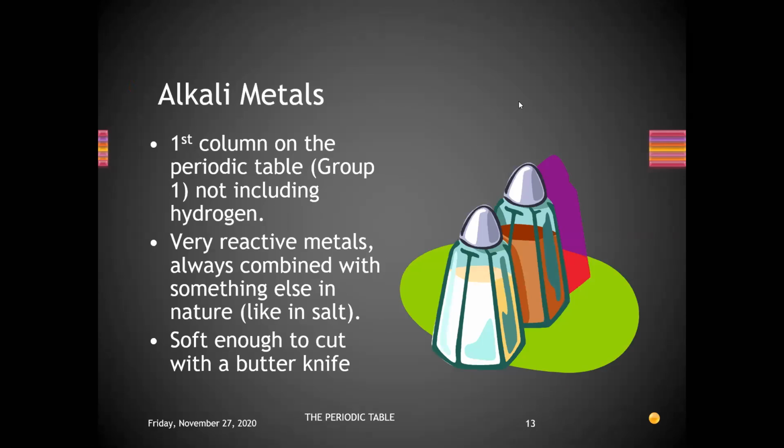So first, alkali metals. The first column of the periodic table, which is also known as group 1, but we do not include hydrogen. Hydrogen is a non-metal, so it's not included there. These are known as alkali metals. Why are they known as alkali metals? These elements include lithium, sodium, potassium, rubidium.